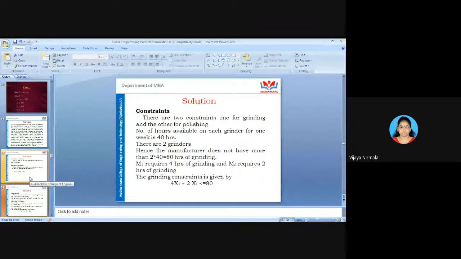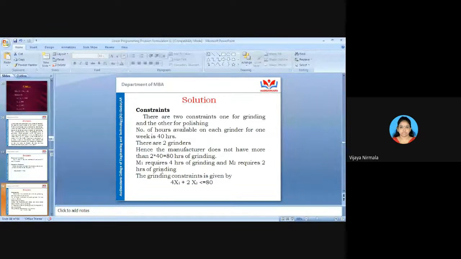Now, once the objective function has been framed, you need to develop the constraints. So now let us see how we will frame the constraints.